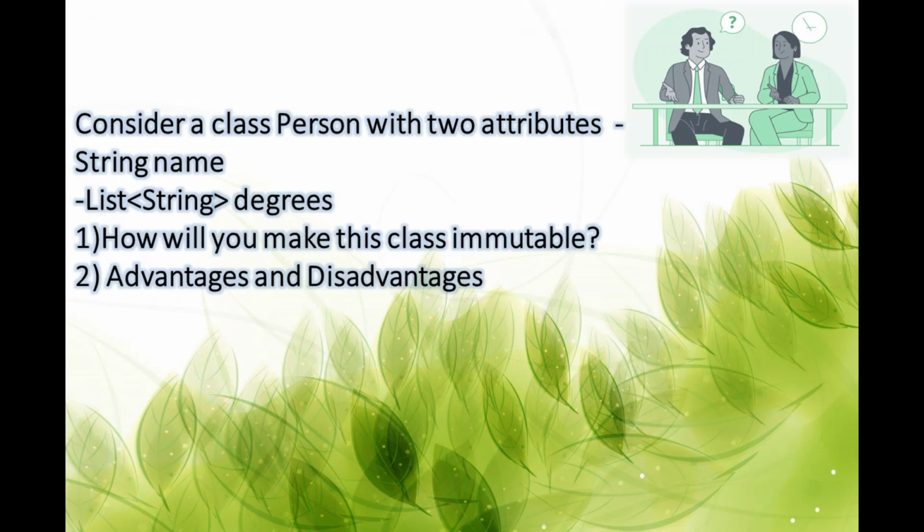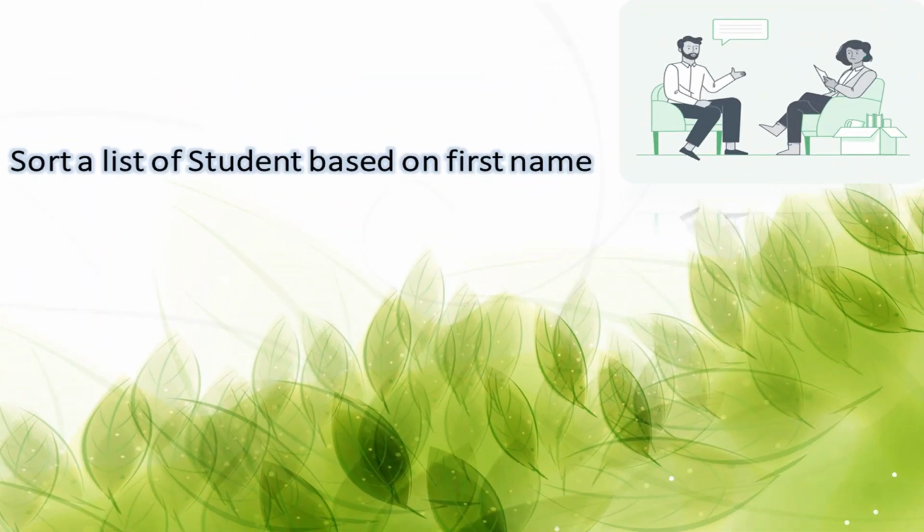Okay. So this time let's say I have a Student class with some properties: first name, last name, and so on. And I have created a list of students, and I want to sort this list based on the first name property of the Student class. So how can we do that?